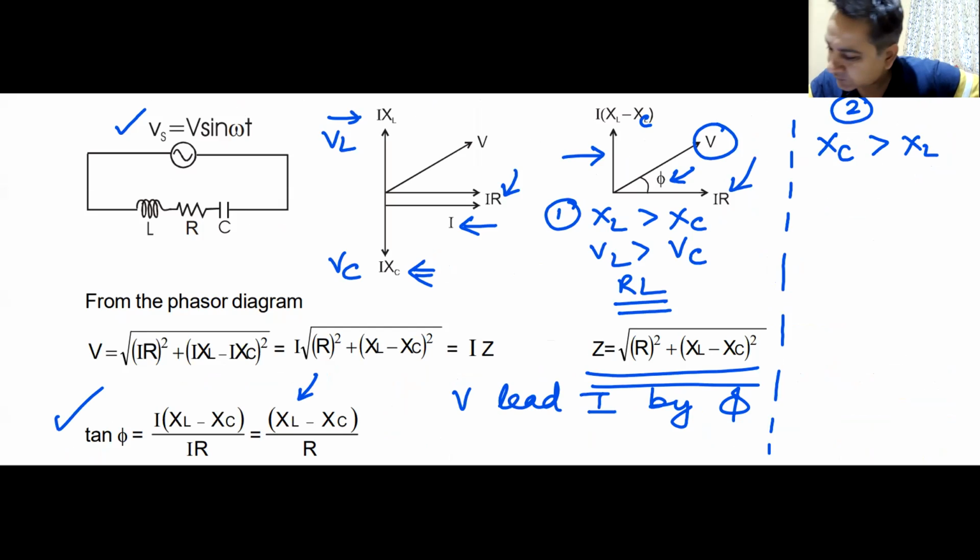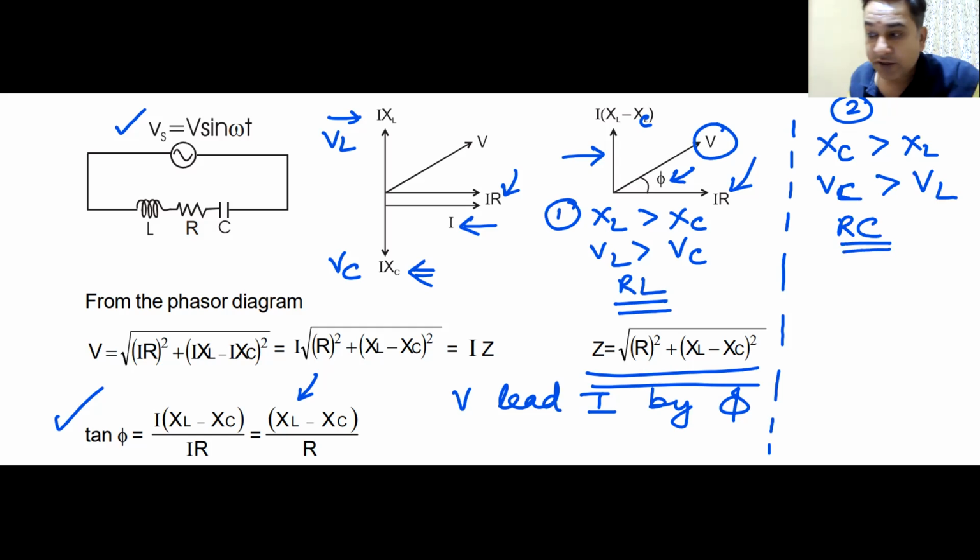Very simple. Or I can say VC is greater than VL. In this case, the upper one is smaller, the lower one is bigger. So the lower one will win. The downward will win. That means it will behave as an RC circuit.